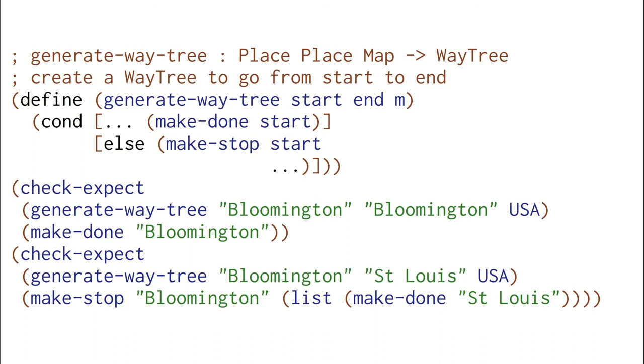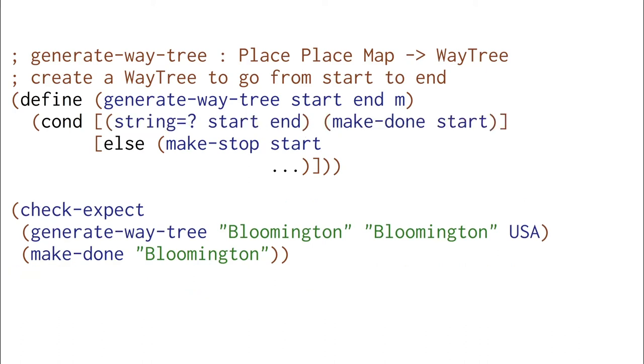Similarly to our previous examples with generating trees for generative recursion, we're going to think about the two possible outputs we could create. We're going to either produce a done or a stop. If we look at our two examples, we can see that one is a make done and one is a make stop. When are we done? We're done exactly when the start and end are the same. In that case, we can just produce a make done, and we've already gotten to where we wanted to go.